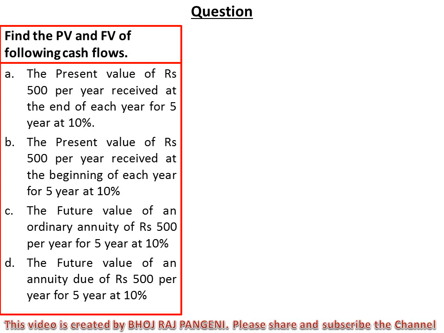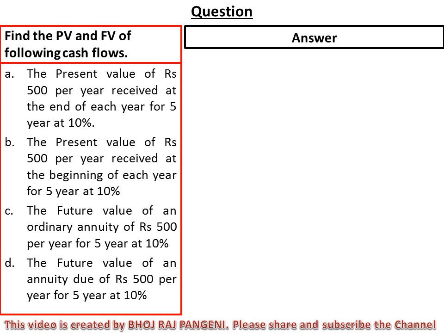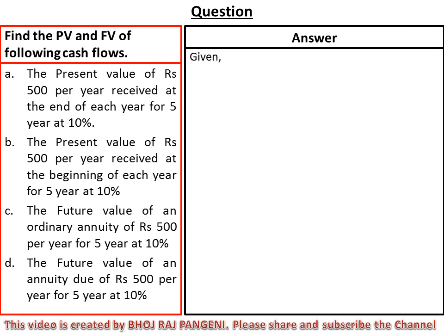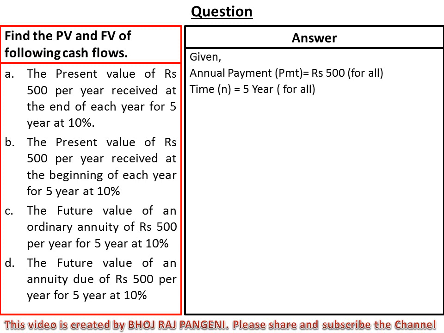And D, the future value of an annuity due. The question itself tells about the annuity due. So we have to find out the FVA due for 500 per year, 5 years, 10%. Now write the given information. Annual payment PMT equal to 500 for all A, B, C, D, time N equal to 5 years for all, and interest rate I equal to 10% or 10 upon 100 equal to 0.1 for all.